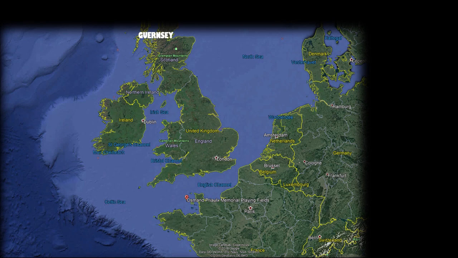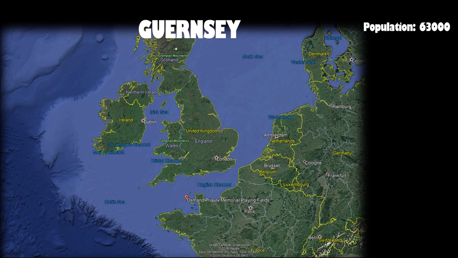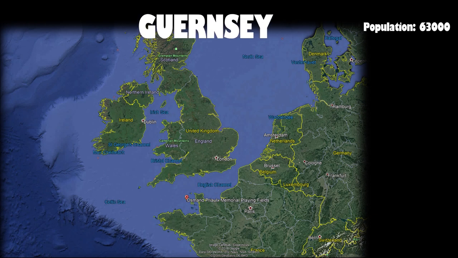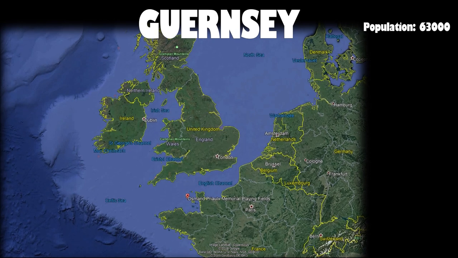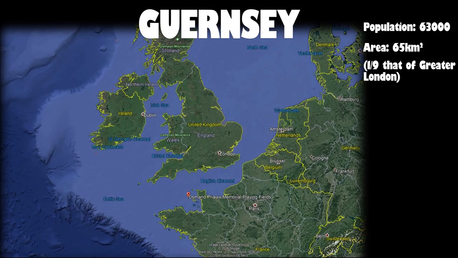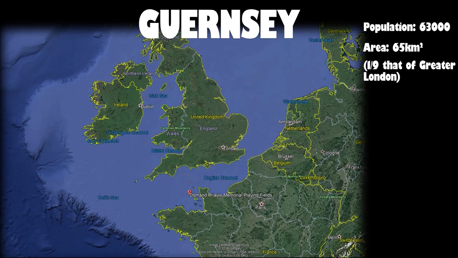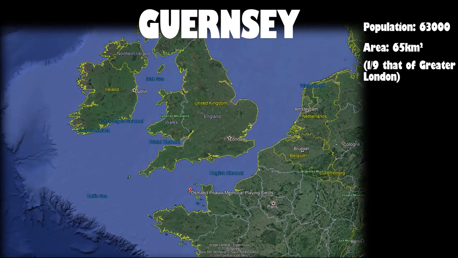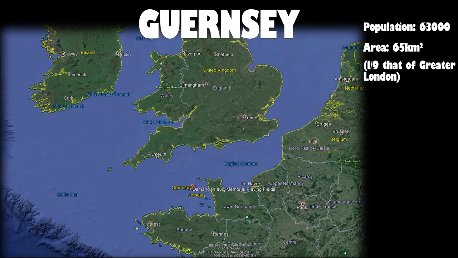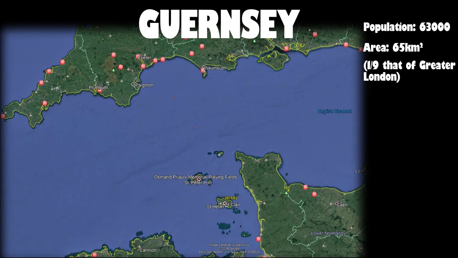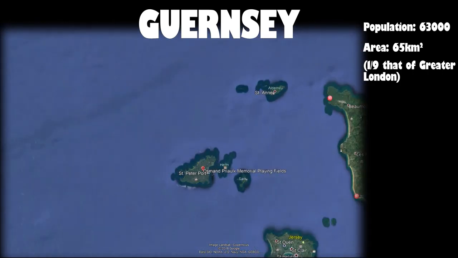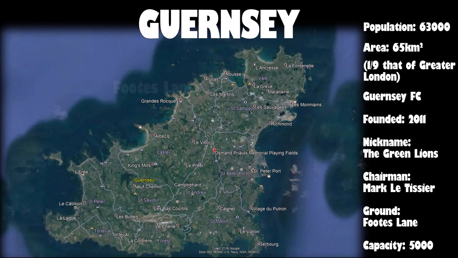Guernsey is one of the Channel Islands, along with Jersey, Alderney, Sark and a few small islands. It has a population of around 63,000 people, which is on a par with towns such as Bangor in Northern Ireland, Wrexham, Stourbridge and Maidenhead. These 63,000 people live in an area of 65 square kilometres, or 1/9 that of Greater London. Guernsey FC was founded in 2011 and entered the English football pyramid in the 10th tier, the Combined Counties League Division 1, being promoted in successive seasons to their current league in Tier 8, the Bostik-sponsored Isthmian League Division 1 South. Their nickname is the Green Lions, and their chairman is Mark Letissier, which is a surname you may or may not be familiar with.